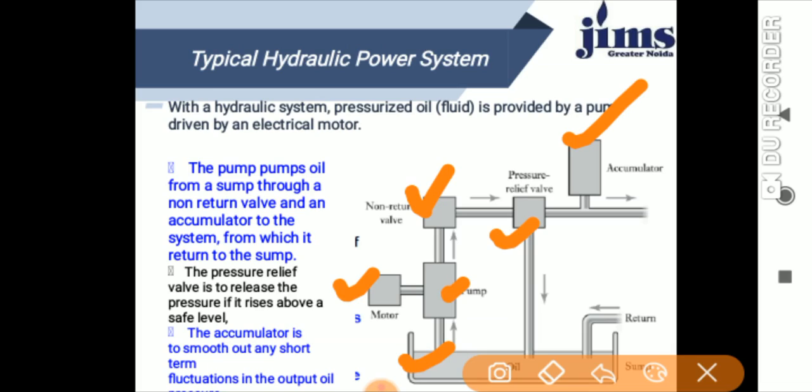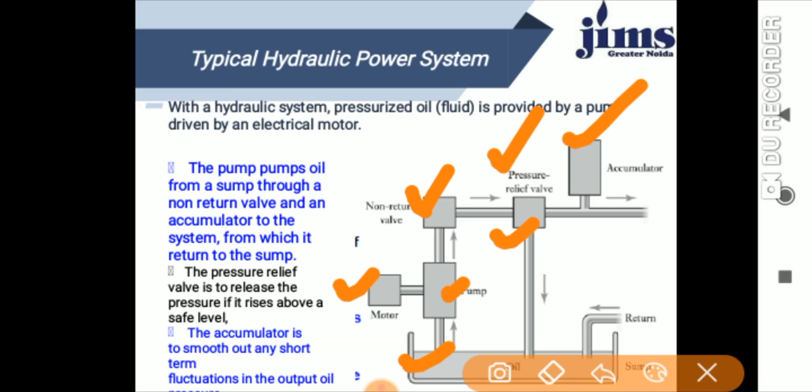So the pressure relief valve is to release the pressure if it rises above the safe limit. What is the role of this pressure relief valve? It is to release the pressure if it rises above the safe limit. Okay, and then come to the accumulator. The accumulator is to smooth out any short-term fluctuations in the output oil pressure.